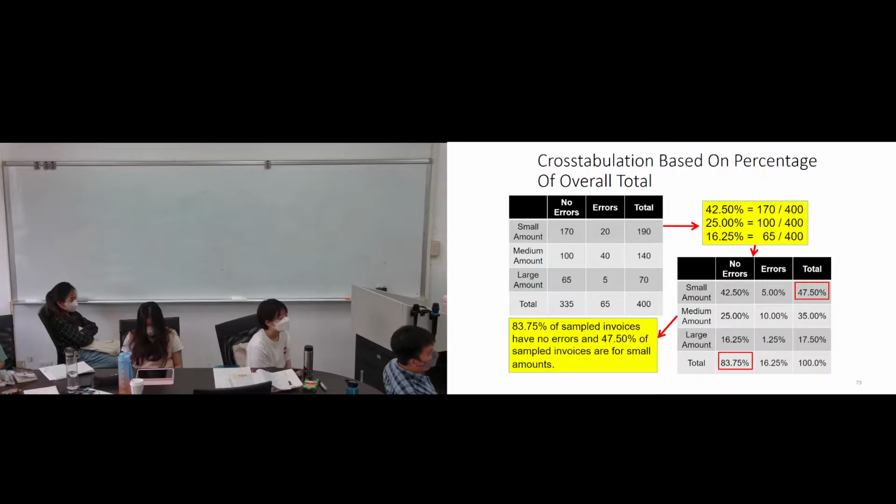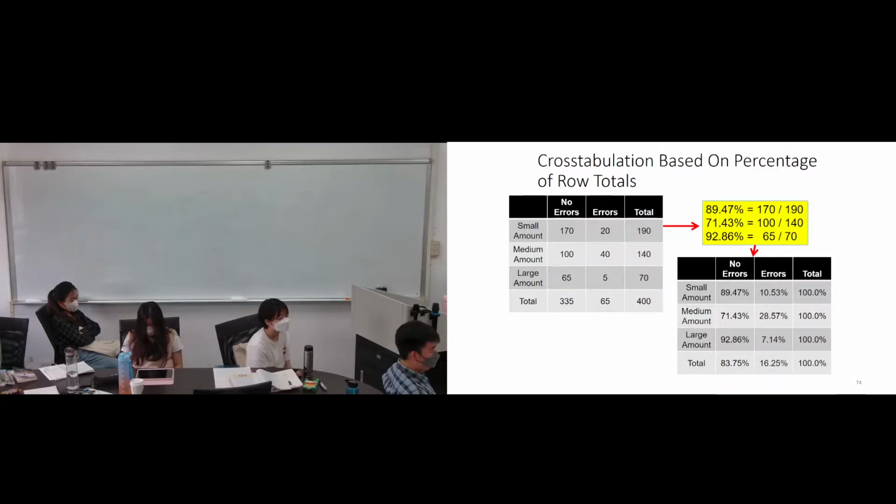And 16.25% of the invoices have errors. 35% of the invoices are median amount. That's the original table. After we convert it into row total, according to row total, how do we get 89.47%?